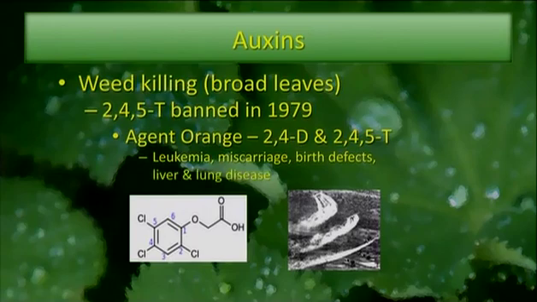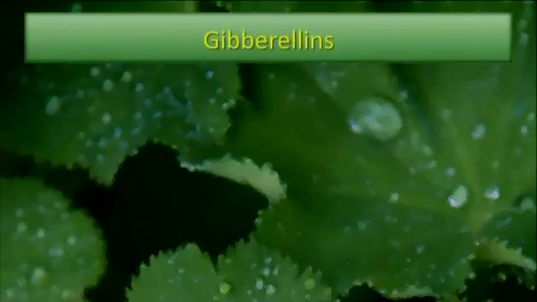Not only that, but leukemia, miscarriage, birth defects, liver disease, and lung disease in lab animals are linked to Agent Orange. Of course, they do experiments on animals with these poisons. It's caused by something called TCDD, which is a dioxin. It will actually kill lab animals in doses of a few parts per billion, in very small doses. Very dangerous. Now we'll talk about the gibberellins.